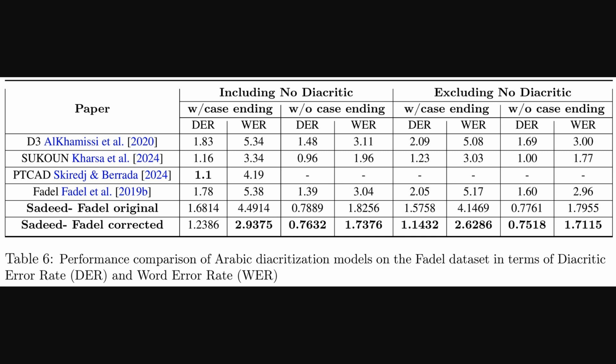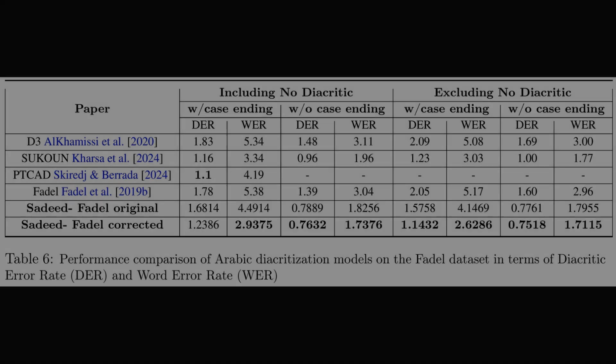Okay, so after identifying those data leakage issues, this table then compares different models on the Fidel benchmark, showing both the original and a corrected version. It uses metrics like word error rate and diacritic error rate with and without case endings. Importantly, on the corrected Fidel data, Sadeed achieves a state-of-the-art word error rate of 2.6286 excluding case endings, demonstrating its strong performance once that overlap problem is better addressed.